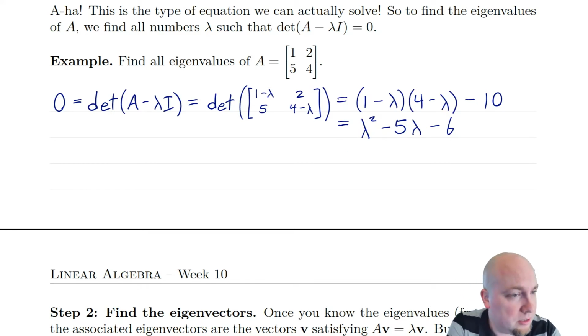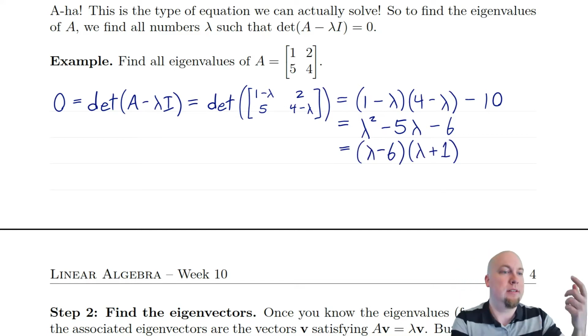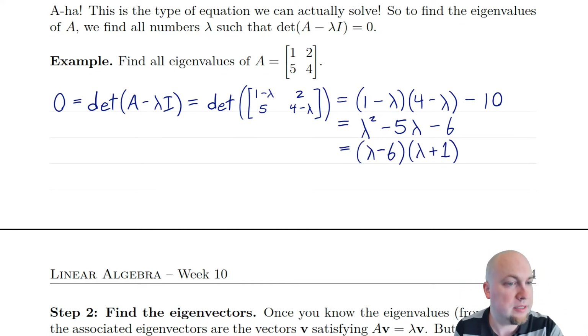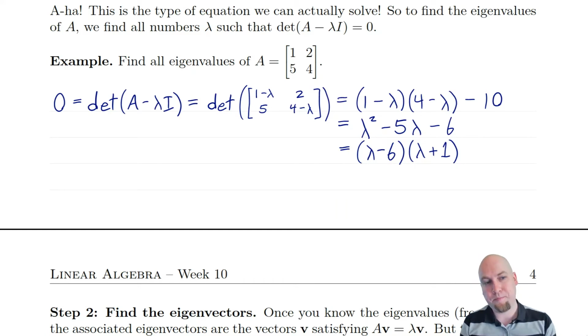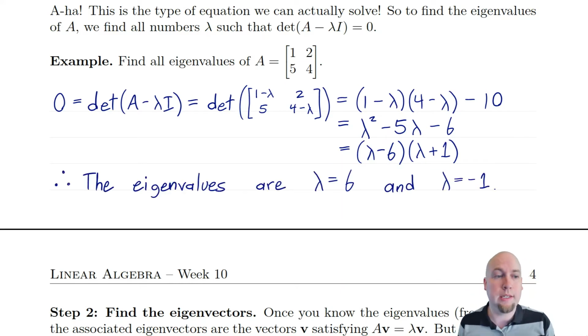Okay, I want to find two numbers that multiply to minus 6 and add to minus 5. Well, minus 6 and 1 do the job. So this is my factorization of that quadratic polynomial. All right, so what's that tell me? Well, remember, this equals 0, and the only way that can happen is if lambda equals 6 or lambda equals minus 1. Okay, so those are my eigenvalues.